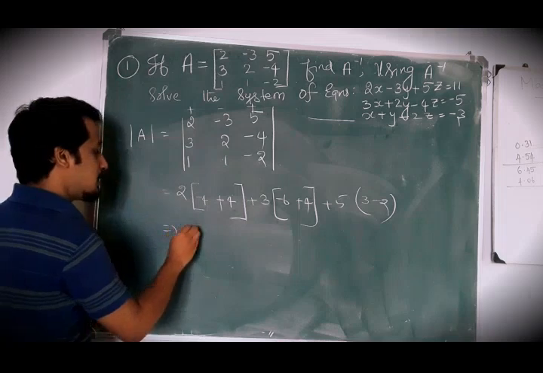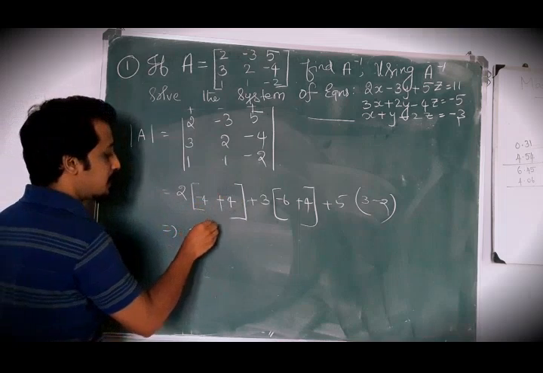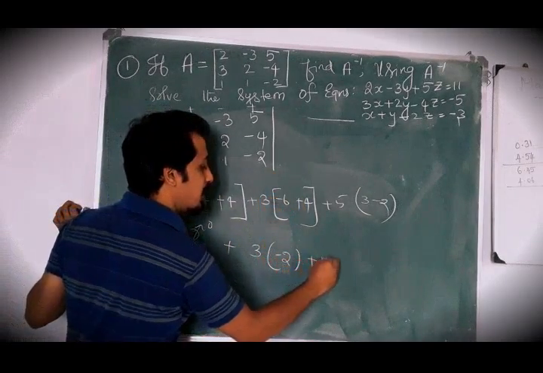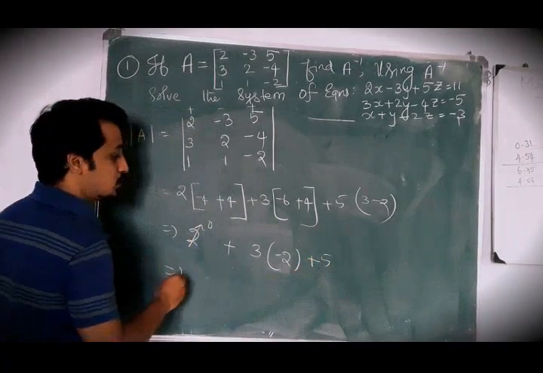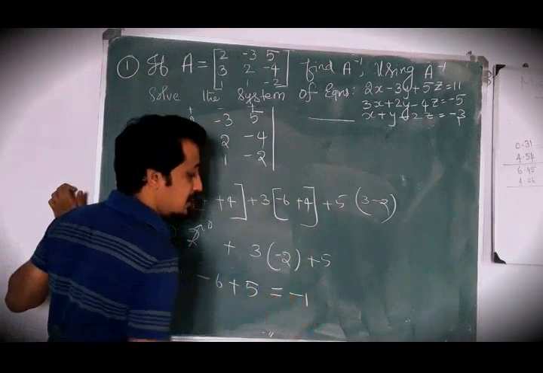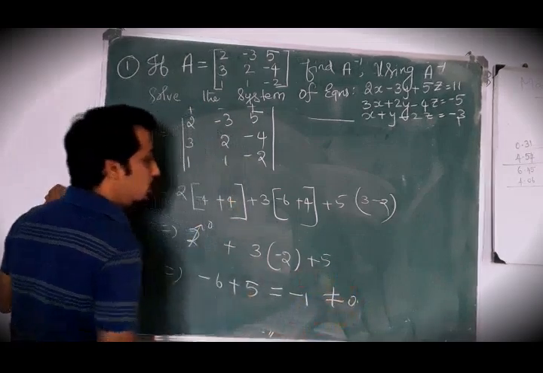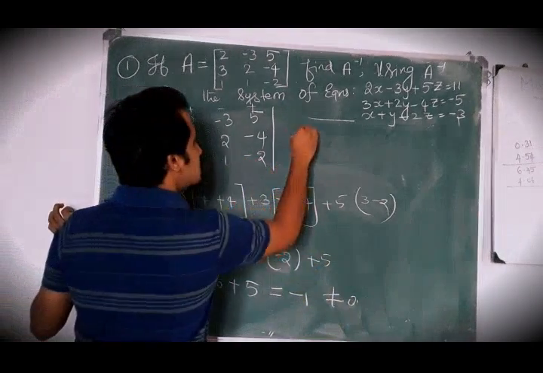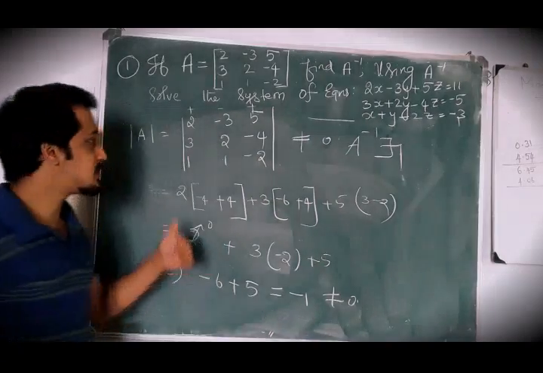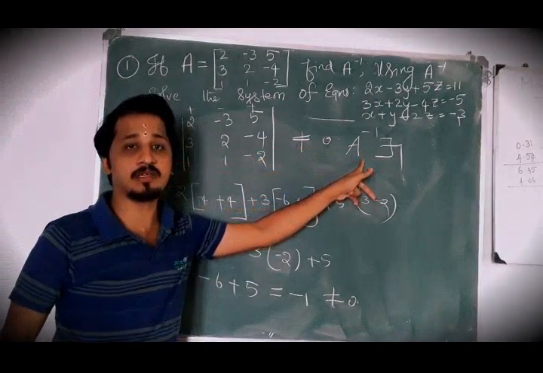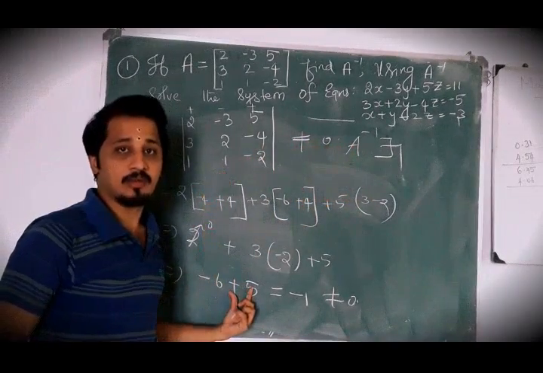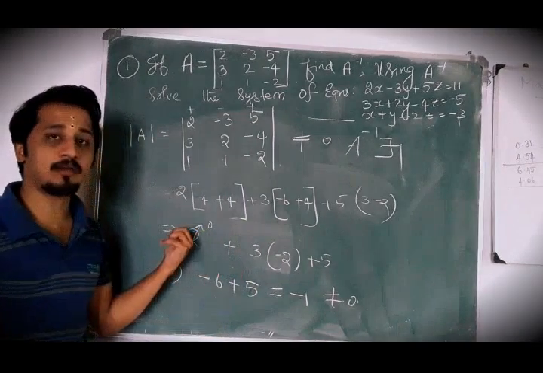So that is 2 into (minus 4 plus 4), this term will become 0, plus 3 into (4 minus 6) which is minus 2, plus 5 into 1, that is nothing but 5. So 3 into minus 2 is minus 6, plus 5. So 5 minus 6 is nothing but minus 1, which is not equal to 0. That is, determinant A is not equal to 0. Since determinant A is not equal to 0, A inverse exists. To find A inverse, we have to find the minors and the cofactors.